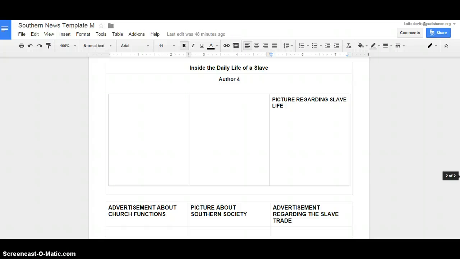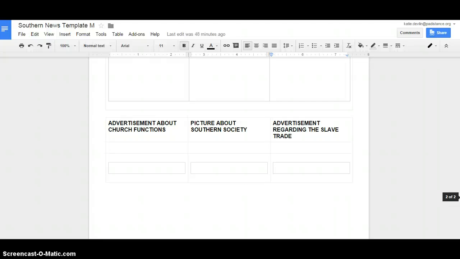That is section 3. And you're also going to input a picture regarding slave life here. So, to end things out, we still need some ads and we still need some pictures. You're going to do an advertisement about church functions, a picture about Southern society, and an ad regarding slave trade.